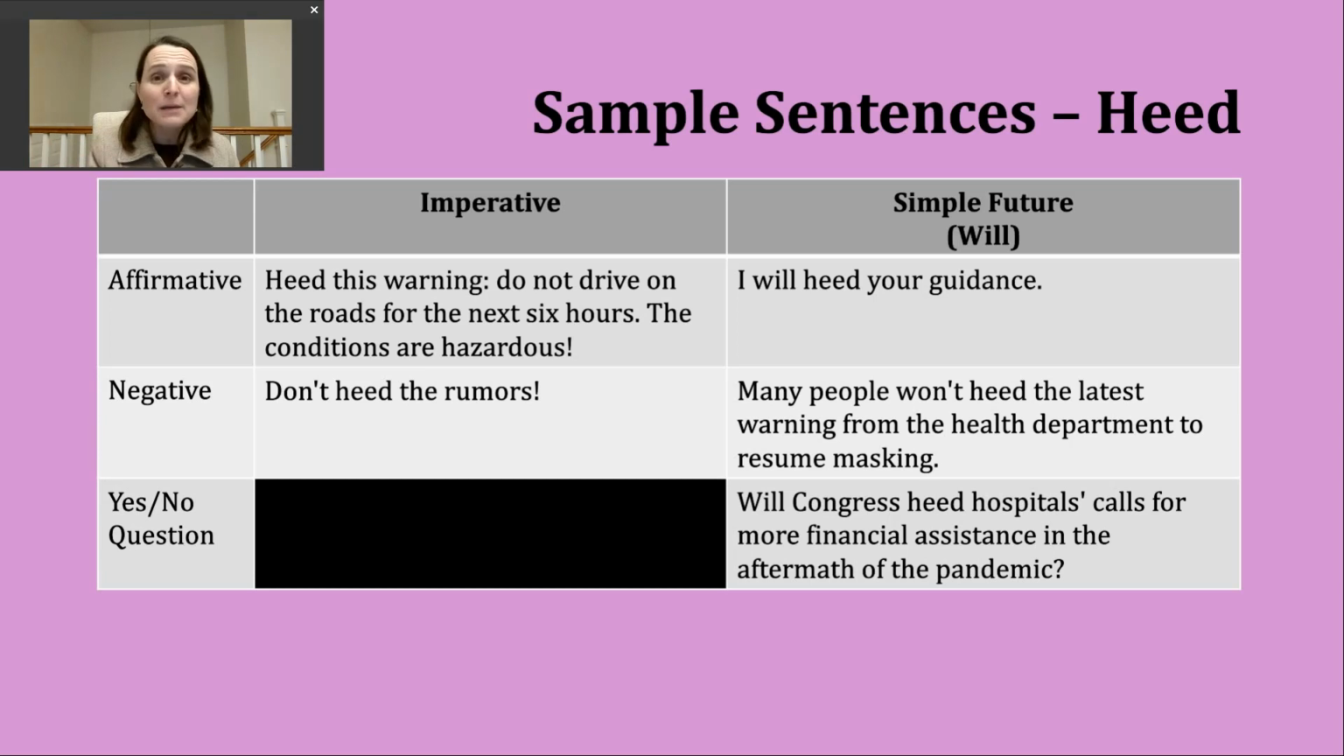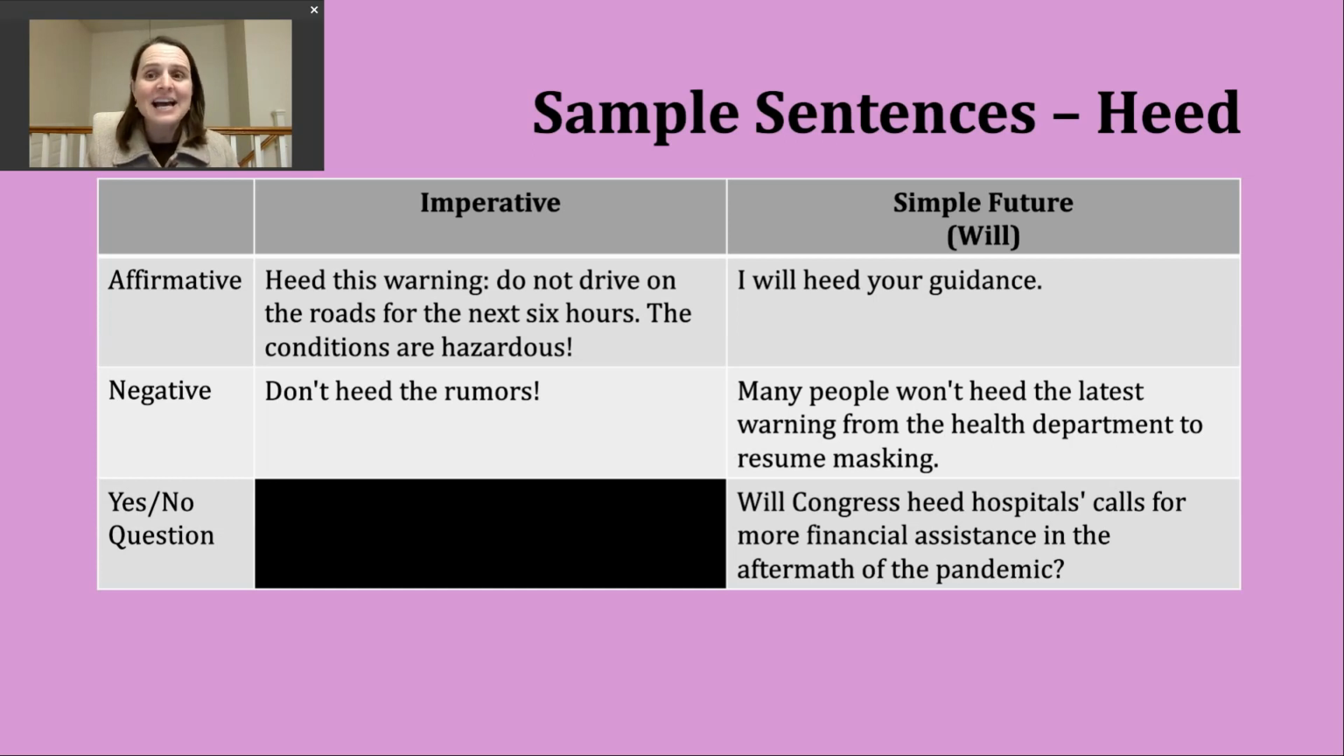So we're just telling people to do a particular action or not do a particular action. Now let's talk about the simple future. Today we're going to focus on making sentences with will. This is really common with promises and predictions. Some people might also use it to make an offer.